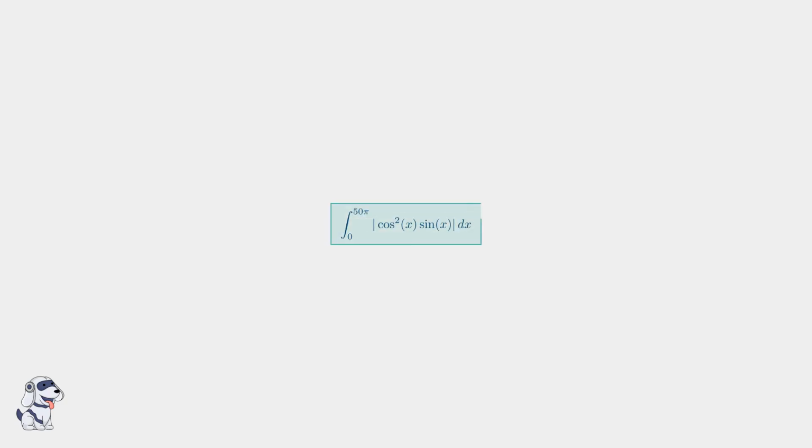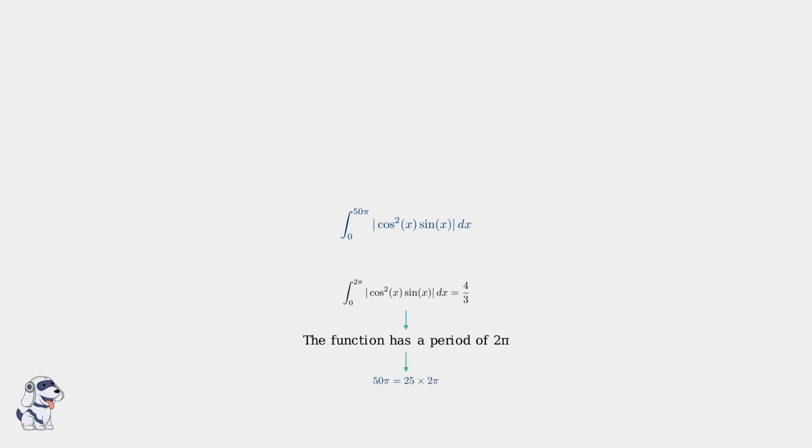Problem 5c asks for the integral from 0 to 50 pi of the absolute value of cosine squared x times sine x dx. We know from part b that the integral from 0 to 2 pi of the same function equals 4 over 3. The function has a period of 2 pi. Since 50 pi equals 25 times 2 pi, we integrate over 25 complete periods. Therefore, the integral equals 25 times 4 over 3, which is 100 over 3.